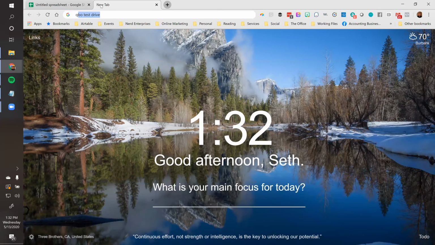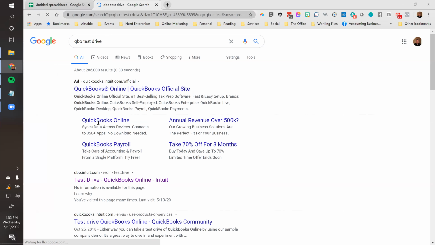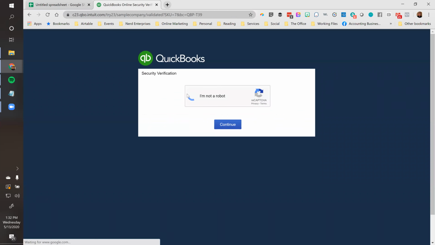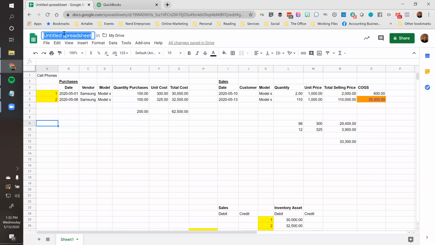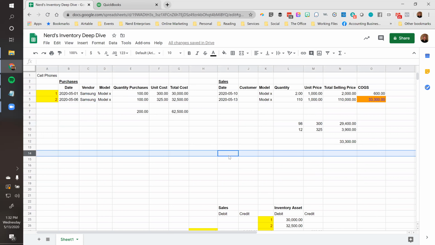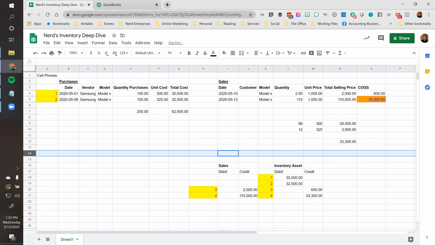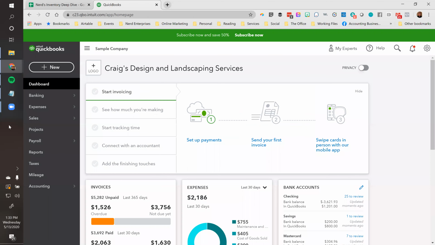Let's go to QBO test drive. Then we're going to recreate the exact scenario here, right? This is Nerd's inventory deep dive, so I know what this is later. And I'll clean this up and make the template available. I'll post it with the recording.